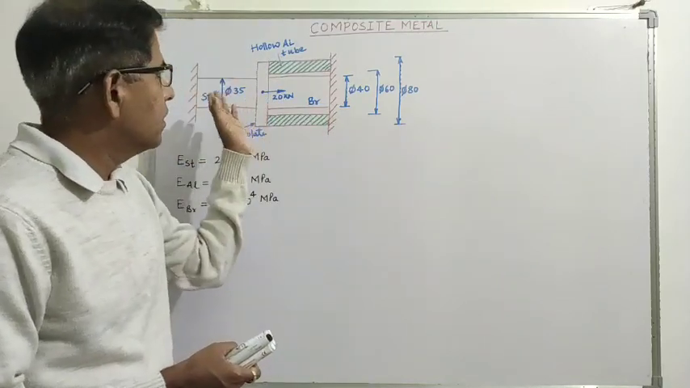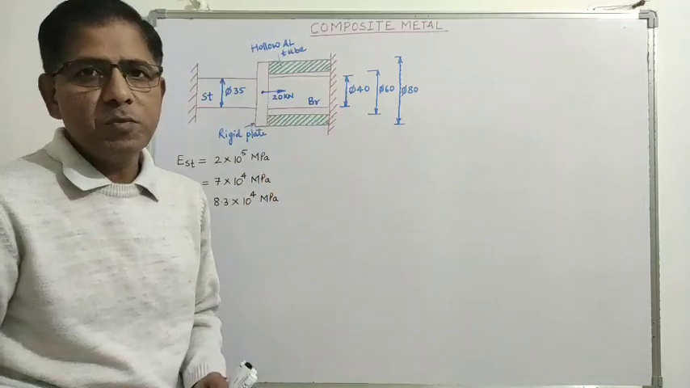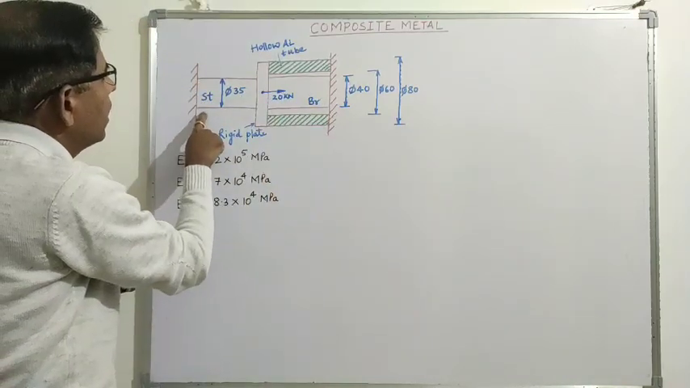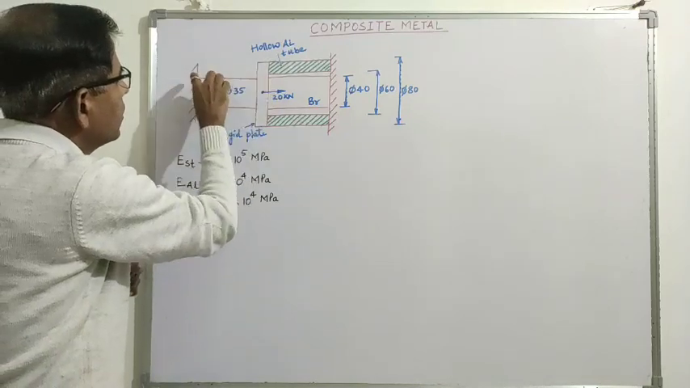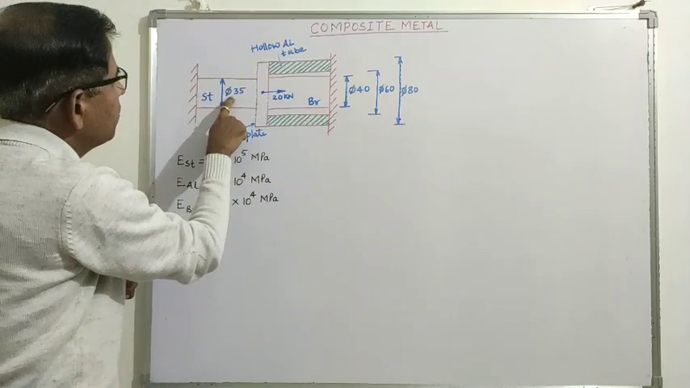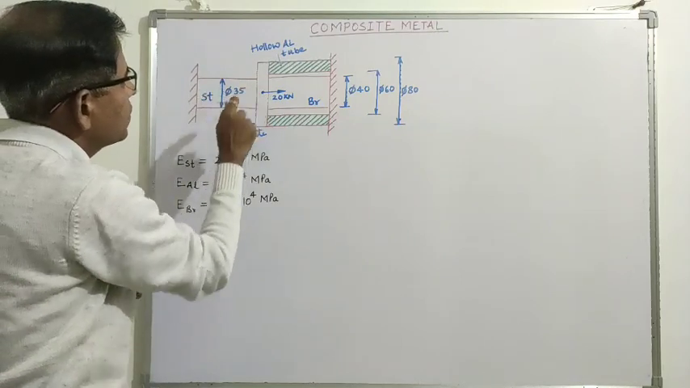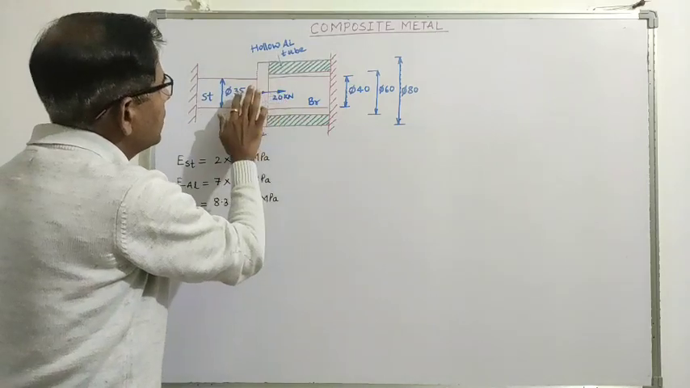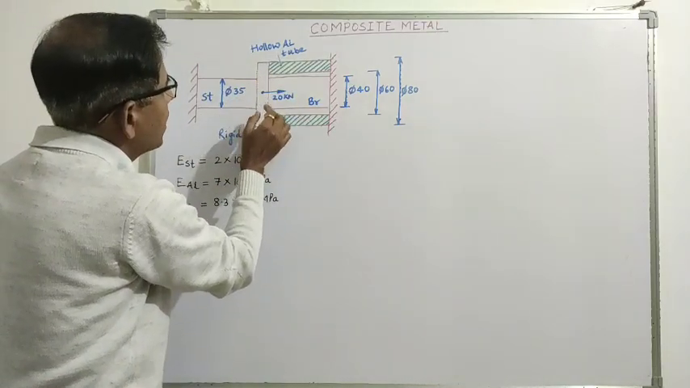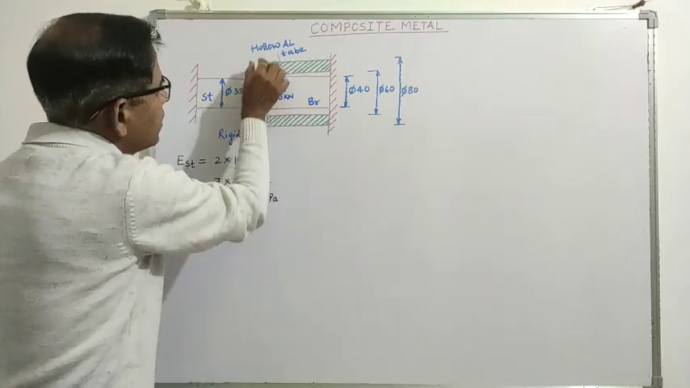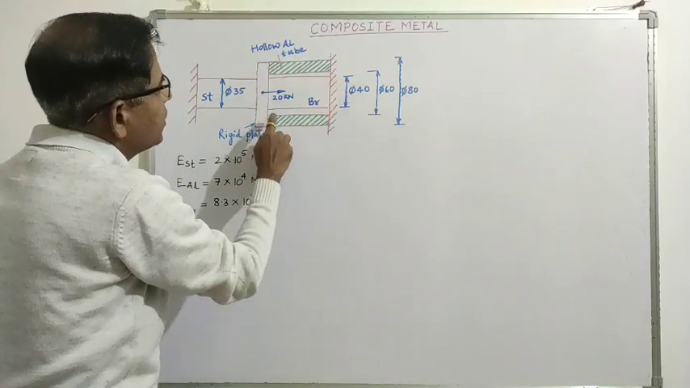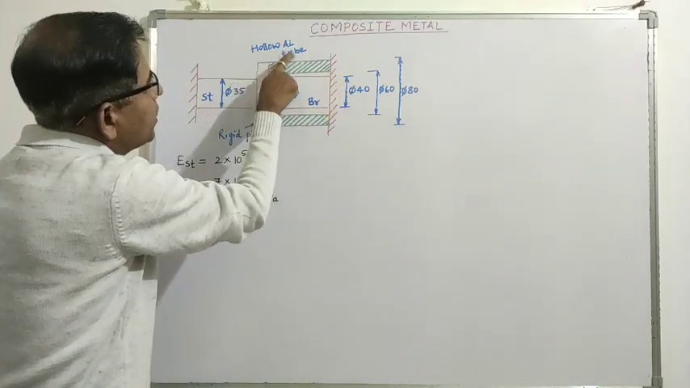Now here there is some different arrangement. Here you can see that this is a fixed part, this is a steel member. The diameter of the steel member is given as 35 mm. This steel member is attached to this rigid plate, and on the right side of this rigid plate there is a hollow aluminium tube.